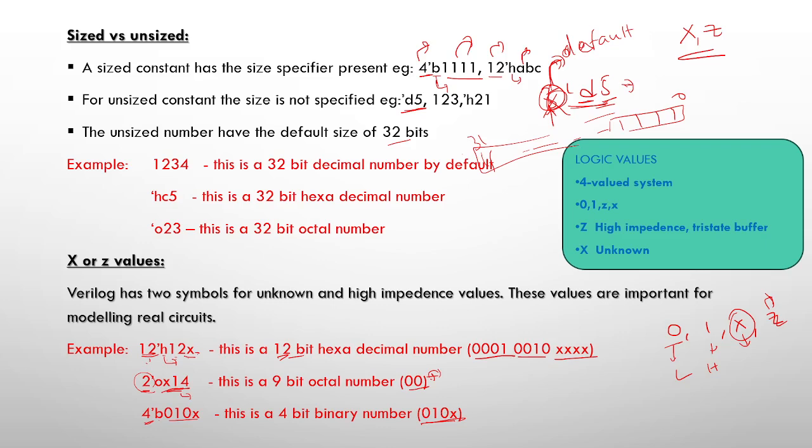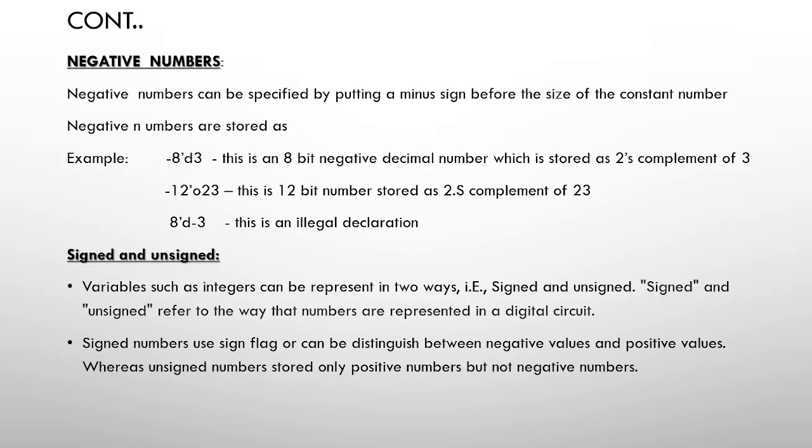How are you going to use X and Z values in constants? And then coming to negative numbers, how are you going to represent negative numbers in Verilog? Basically, I think you already know, whenever it comes to negative in any digital electronics, a negative number is nothing but the 2's complement of that particular number.